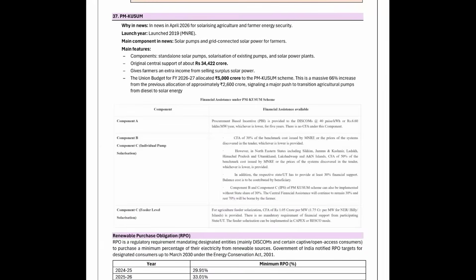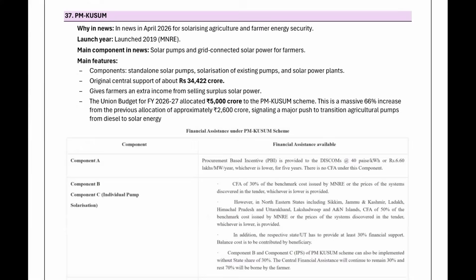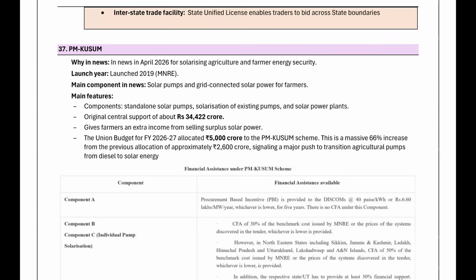Right now, please try to understand the 37. 37 scheme is talking about PM Kusum. PM Kusum means ministry, which ministry will be talking about the PM Kusum? Please tell me. It is Ministry of, I have told you, energy is there only. Very good, Vicky Chauhan. So Ministry of New and Renewable Energy will be talking about this. Is it clear?